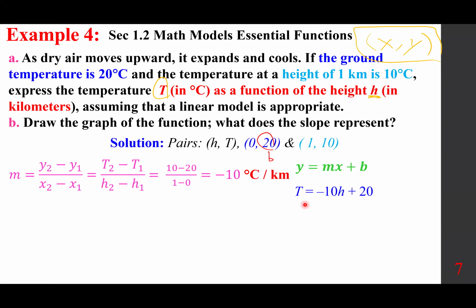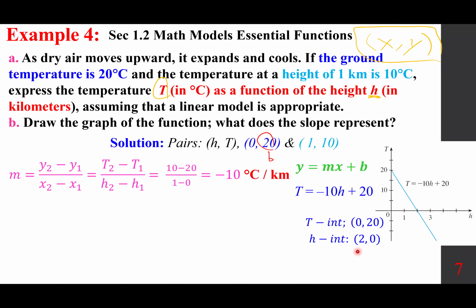On the other hand, if I set this one equal to 0, then h becomes 2. I hope everybody can see that. You're a calculus student, you can see this. So 2 pairs, (0, 10) and (2, 0), and you plot this. Again, x becomes h, y becomes t, and we don't go negative as far as the height is concerned, although we can. So t is minus 10h plus 20.